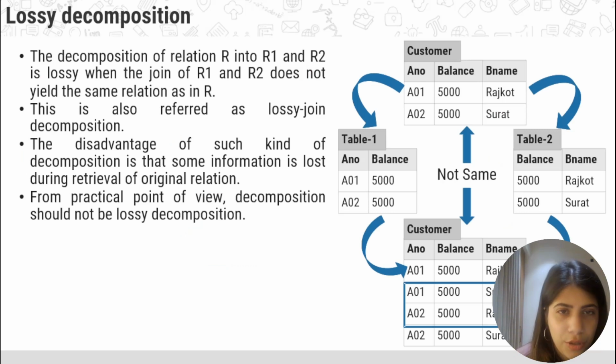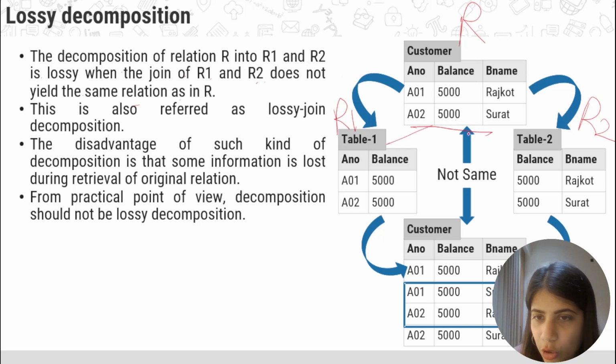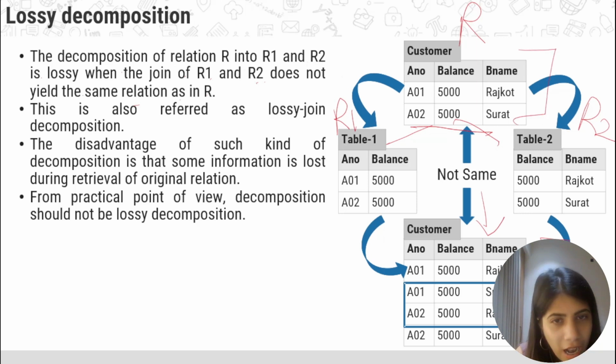What is lossy decomposition? A decomposition of a relation R into R1 and R2 is lossy when the join of R1 and R2 does not yield the same relation as R. Let's consider this as relation R, this as R1 and this as R2. When we decompose this relation into two of them, the result which comes is not similar to the relation R. So in this case, we tend to lose some data, and that's why it's called lossy decomposition.